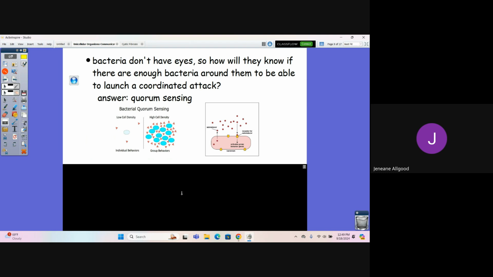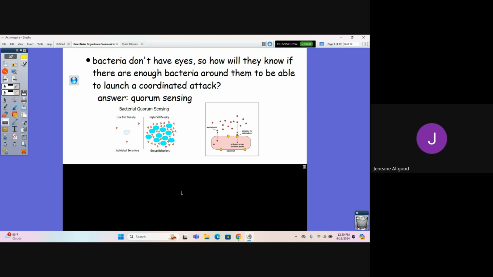Okay, so it says bacteria don't have eyes, so how will they know if there are enough bacteria around them to be able to launch a coordinated attack? The answer is quorum sensing. By themselves, an individual can't really do very much, and even if it releases these signaling molecules, they're not going to have any other cells around to bounce off of to let them know. And so if they don't get a response back, chances are they're all by themselves.